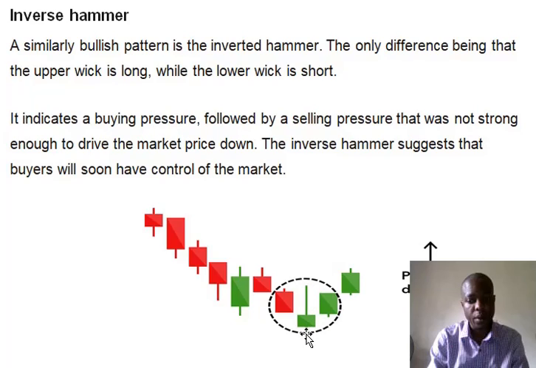As you can see, a long upper wick and a short lower wick. It indicates a buying pressure, followed by a selling pressure that was not strong enough to drive the market price downward. The inverse hammer suggests that buyers will soon have control over the market. If you see this, it signals that buyers will soon take over the market.